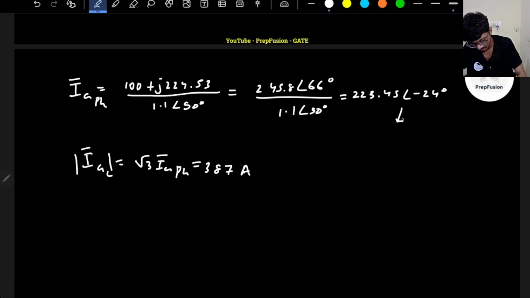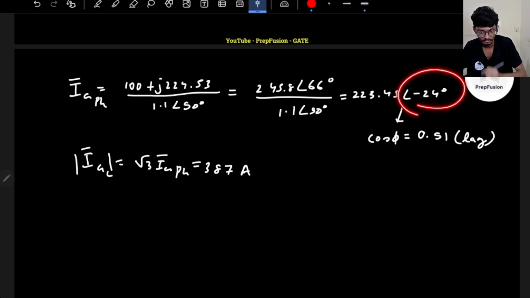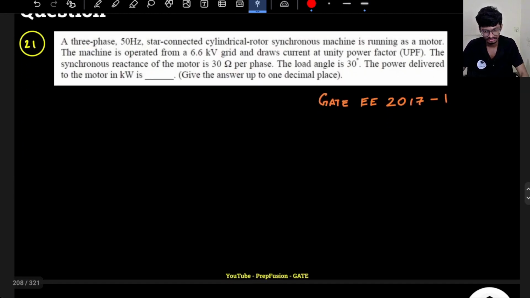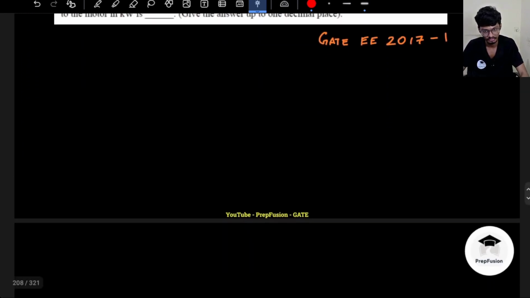What is the power factor, by the way? Power factor cos phi will be with respect to this angle. So cos of minus 24 is 0.91, and of course it is lagging, because the angle is negative over here. I hope this question is clear. Mostly you have to do the circuit analysis, that's it. You don't have to do anything else.